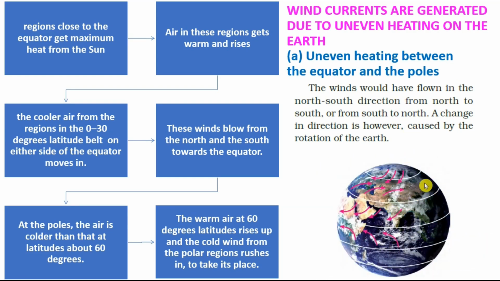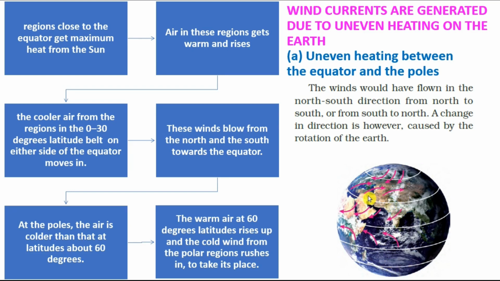To sum up this slide, I would say that the air at the equator is warm. So that is why from the latitudes 30 degree north to the latitudes 30 degree south, these winds blow towards the equator as they are colder. And at the same time, what is happening at the poles is that the latitudes from 60 degrees are having warmer air than at the poles. So the cold air from the poles will come in to take the place of the 60 degrees latitude.